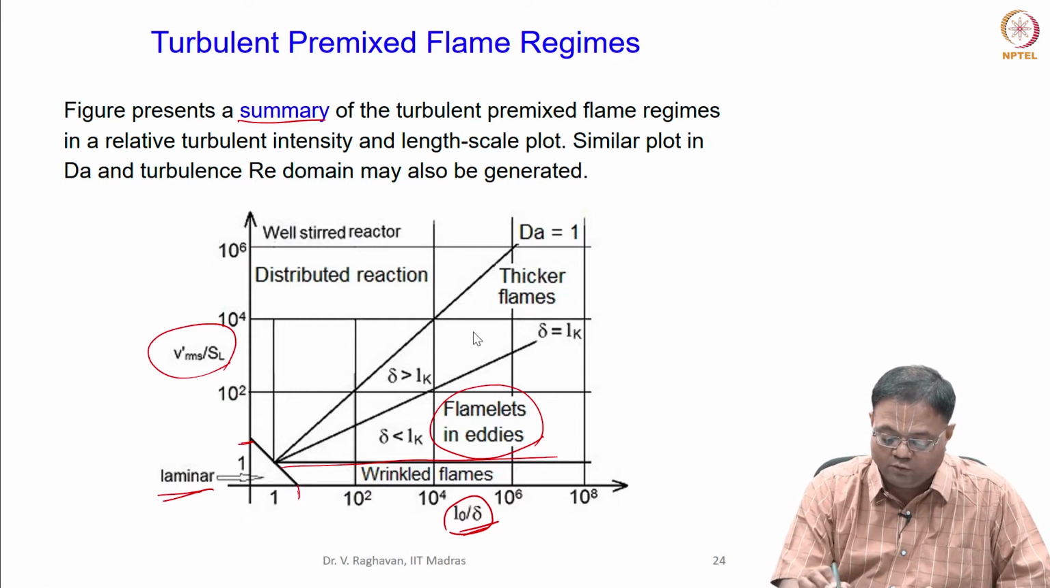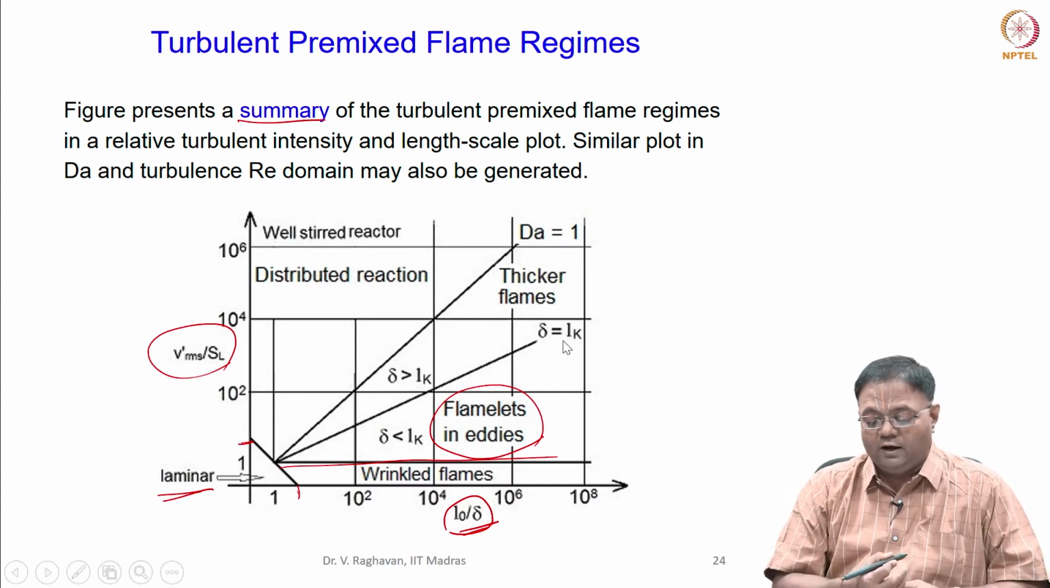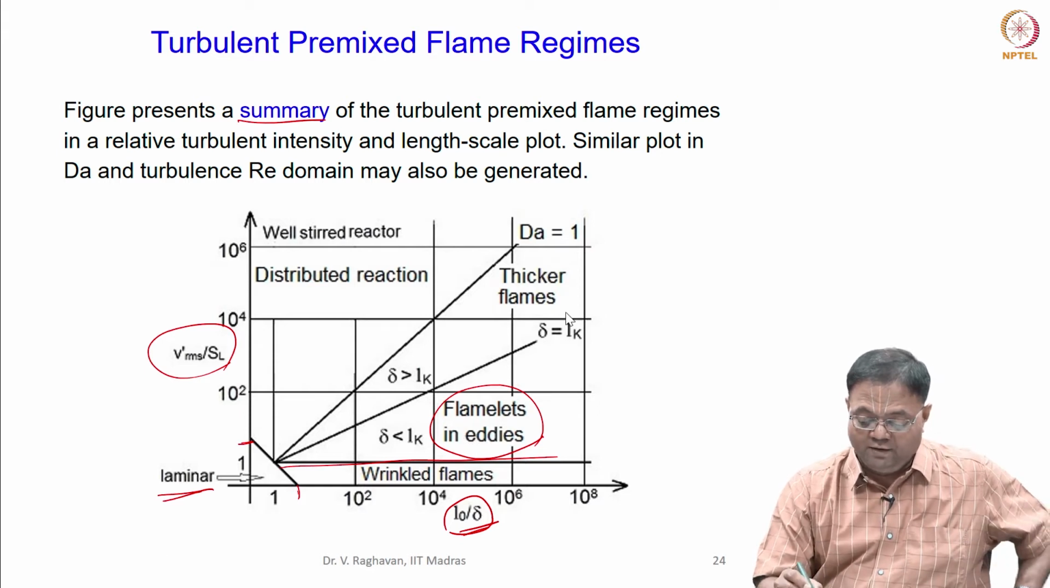Same range of length ratio, but with an increased value of this. So it is now more than 1, you can see. Here, for a wrinkle flame, this ratio is less than 1, and in this flame it is more than 1, and at a particular ratio we get this flamelets in eddies. And we have a thicker flame.